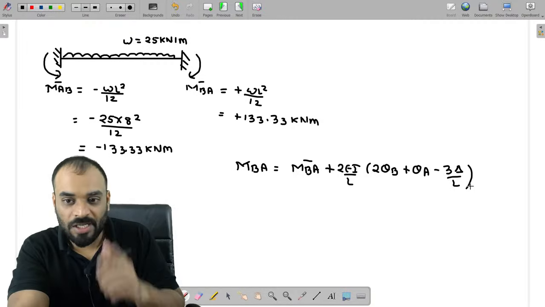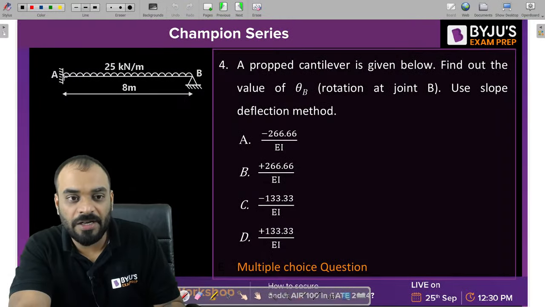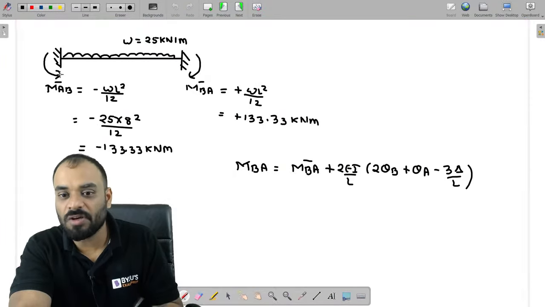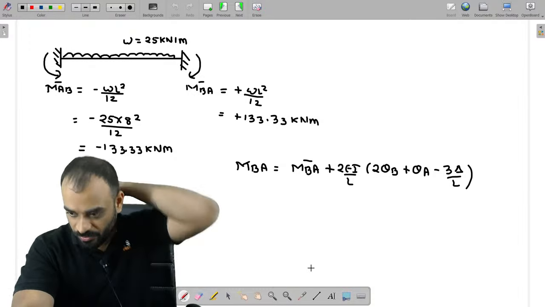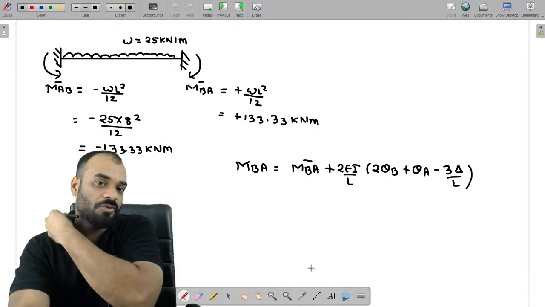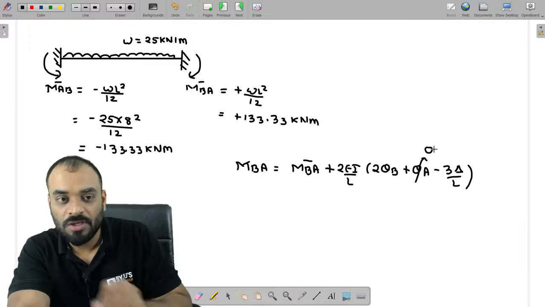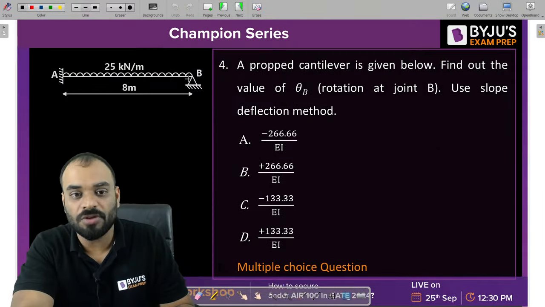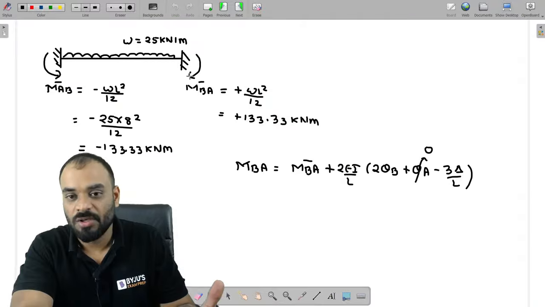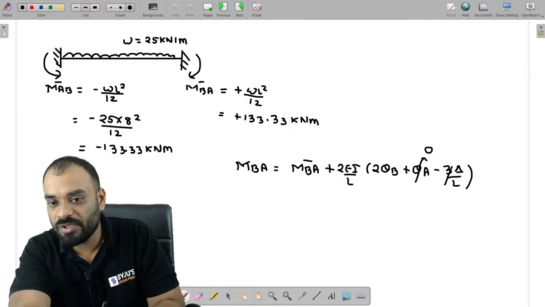Now tell me guys, if your end A is fixed, then what is the value of theta A? It is equal to 0, right? This value should be equal to 0. Now if we talk about this particular support, it will not settle down. So definitely the delta value is also 0.